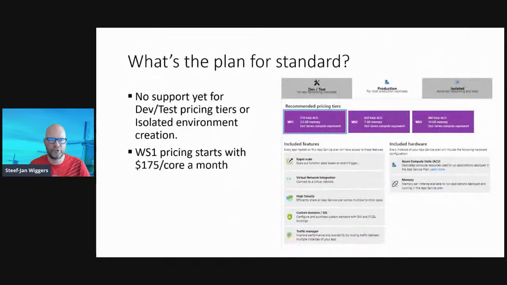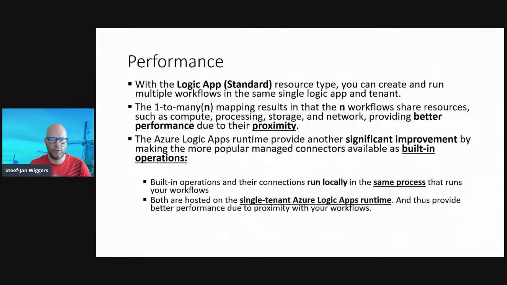Okay, what's the plan for standard? Well, currently you have this WS1, 2, and 3, and the pricing starts with $175 per core a month. So this is in US dollars, but there will be different currencies. And the thing is, though, there's no dev test or a way to go to isolate it. It's just this is what you're getting currently, and it might change in the future. So this is all about hosting and billing. And then what about performance?